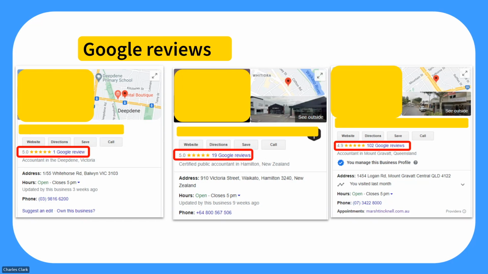So if you're getting referred by someone and they see 3 options and one of them looks like 4.9 stars, 102 Google reviews, one has 19 Google reviews and 5 stars, and one has 1 Google review and 5 stars, or even maybe it's not 5 stars, you just have to ask yourself, what would you do in that situation, even though you've been referred?